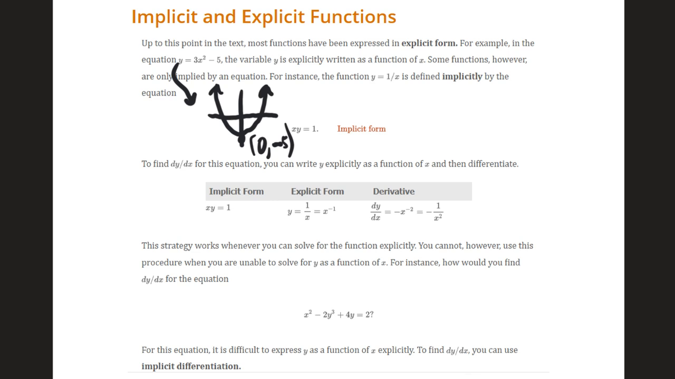Well, not all graphs will do that. For example, the unit circle. The unit circle will not pass a vertical line test. And that's okay. This is our way to get the rate of change on any graph, whether it's a function or not.